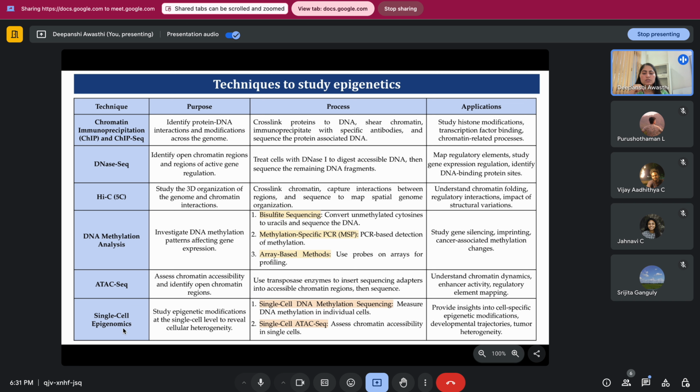Similarly, if we talk about single cell epigenomics, it means you are focusing on a single cell, and for a single cell you are studying how the epigenomic markers are changing. It is not some technique, but it is just mentioned because other techniques focus on the entire genome, irrespective of any cell. But if we specifically talk about single cell, then single cell epigenomics can be used, and for this you can either use DNA methylation sequencing or single cell ATAC-Seq.